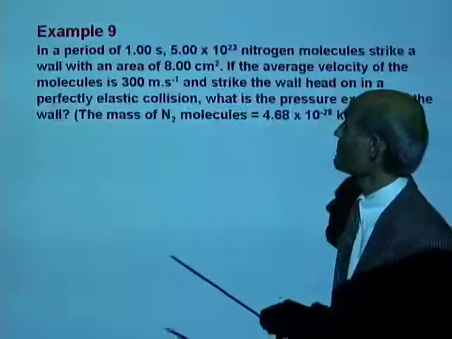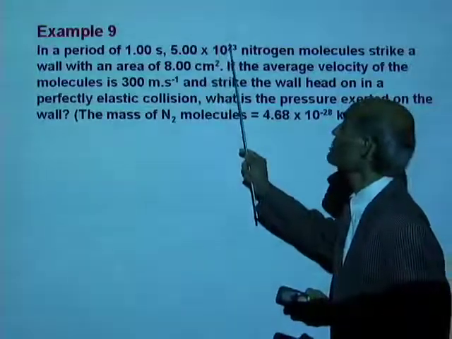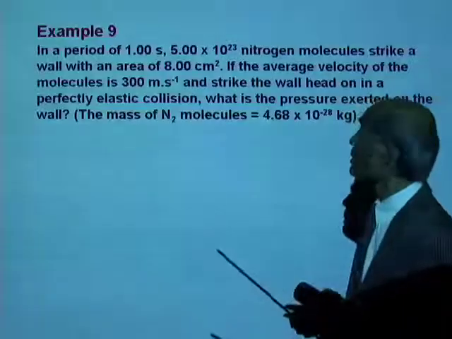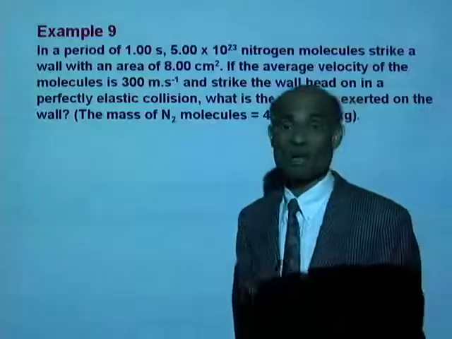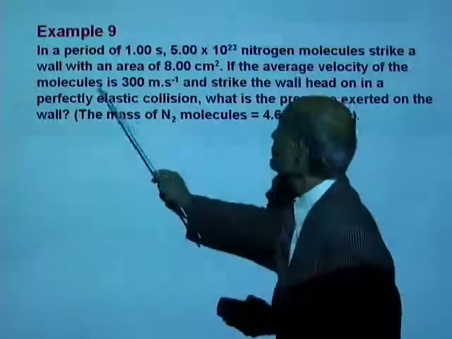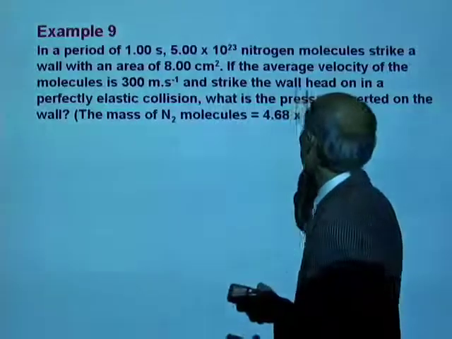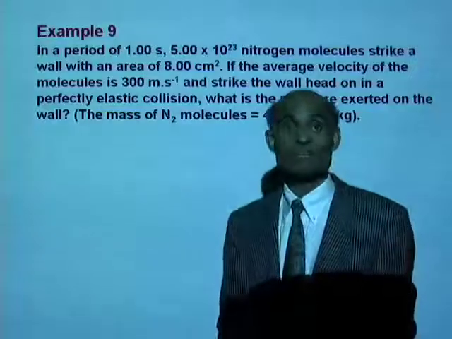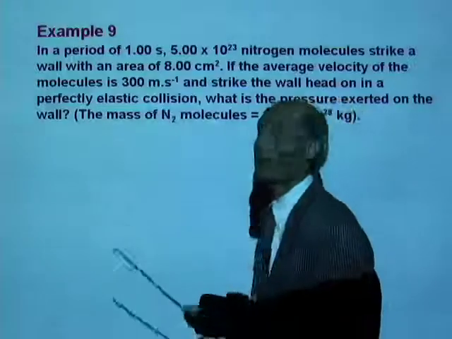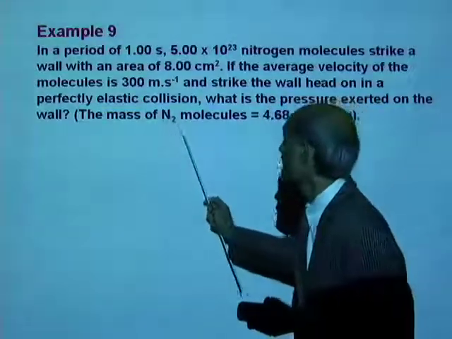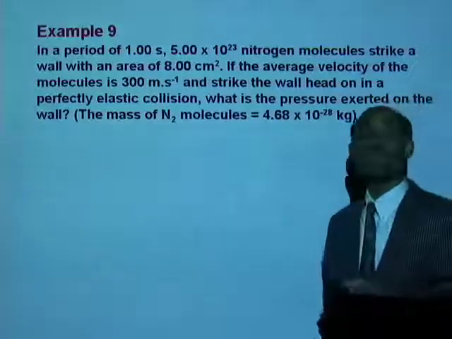Alright, let's do another problem. In a period of 1 second, 5 times 10 to the 23 nitrogen molecules strike the wall with an area of 8 centimeters squared. If the average velocity of the molecules is 300 meters per second and strike the wall head-on in a perfectly elastic collision, what is the pressure exerted on the wall? The mass of nitrogen molecules is 4.68 times 10 to the negative 28 kilogram.